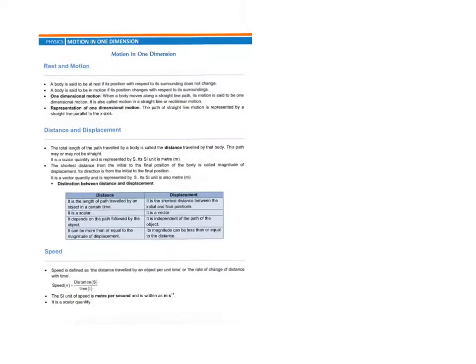There is a very important concept of rest and motion. I will come back to this slide. There is a very important concept of rest and motion. This is relative.